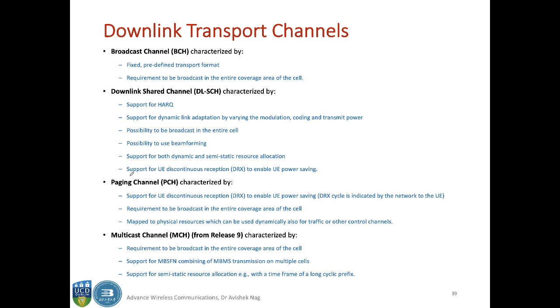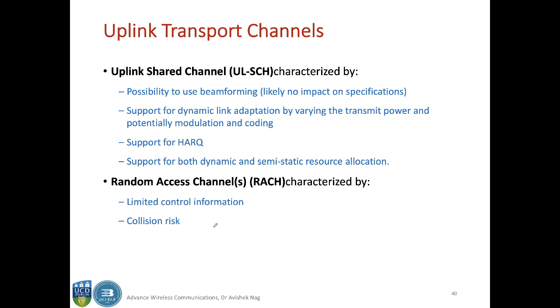Then you have the downlink transport channels. Again, they have different categories under them: the broadcast channel, the downlink shared channel, the paging channel, the multicast channel, etc. And then you have the uplink transport channels. Here you have the uplink shared channel and the random access channel. Again, each of them has a specific function or a specific set of functions.